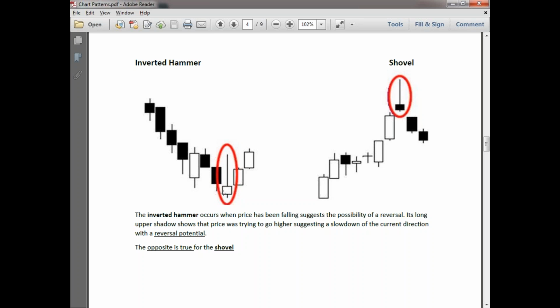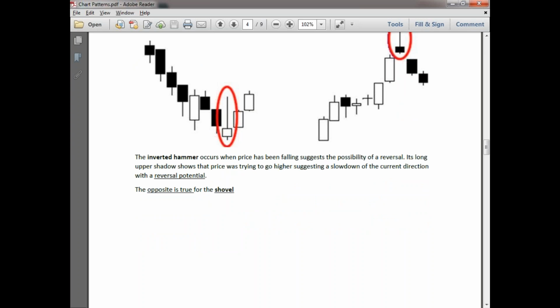This may be a continuation pattern, or this may be a reversal as such. When it is a bear market and it is an inverted hammer, and when it is a bull market and a shovel, it means that this may be a reversal pattern to negative. When the shovel shows up at the high point of the price action, it means that it is a reversal pattern. However, this itself is not a deciding factor. You should see the further candles and only then decide. Okay, so there is a reversal potential.